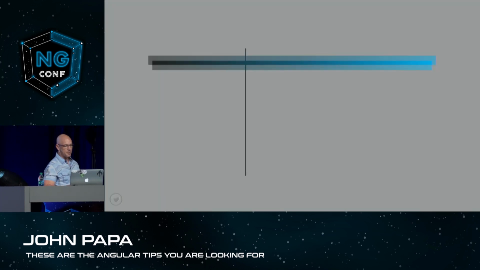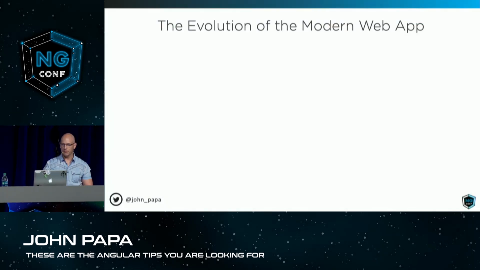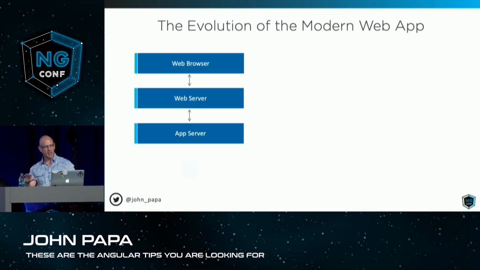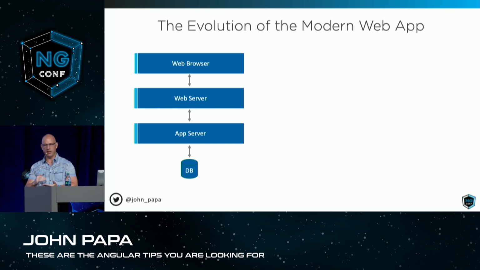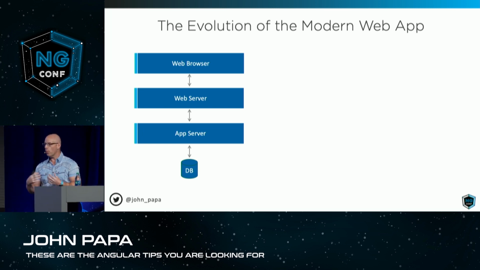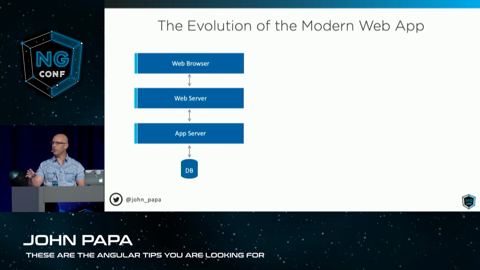So this is the why piece. And what could it look like for Angular? What would you be doing? So the evolution of the modern web, let's look at what we build mostly today. We used to build two-tier applications back in the late 90s. Then we got into a web browser with a web server. Then we've got our app server model, like with Java, ASP.NET, Node, etc., hitting a database. And that works good, but we need a server or multiple servers to make this work.